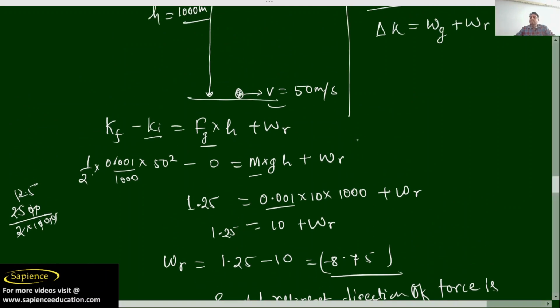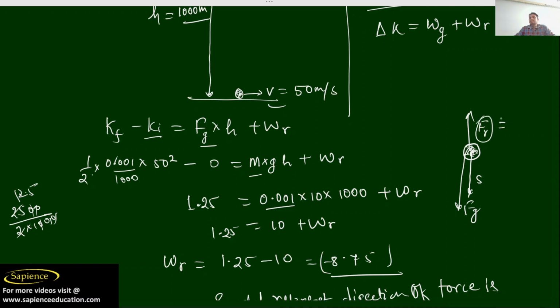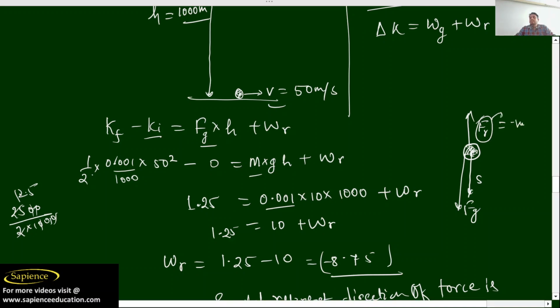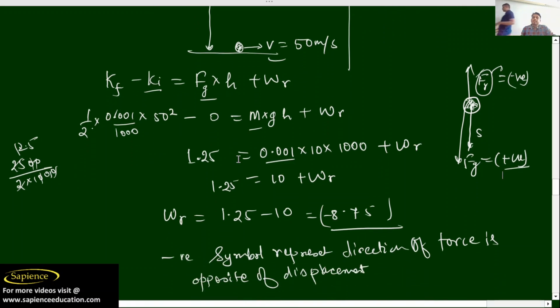If I draw the diagram, we can consider this. The raindrop's displacement is in this direction, gravitational force is in this direction, but the resistive force, the air resistance, is in the upward direction. That's why work done due to this force will be negative, but work done due to gravitational force is positive. I hope you all have understood.